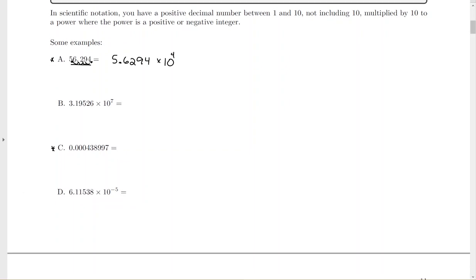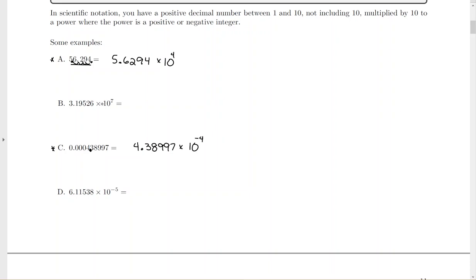For letter C, notice the original number is a tiny decimal. If I move the decimal point behind the first non-zero number, it's going to start out as 4.38997 times 10. And now because the original problem had a small decimal, it's going to be a negative power. So we count over 1, 2, 3, 4, and it's times 10 to the negative 4.